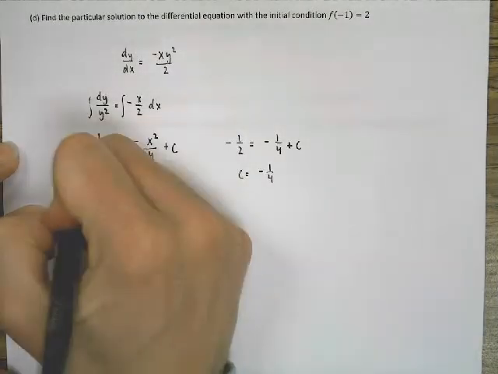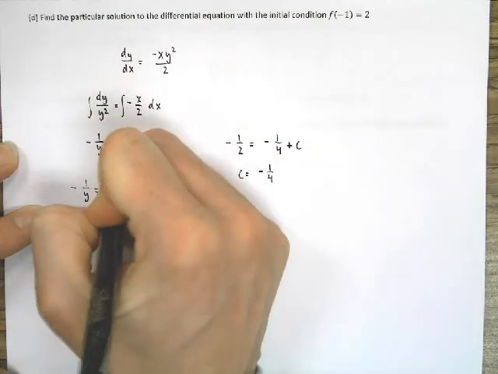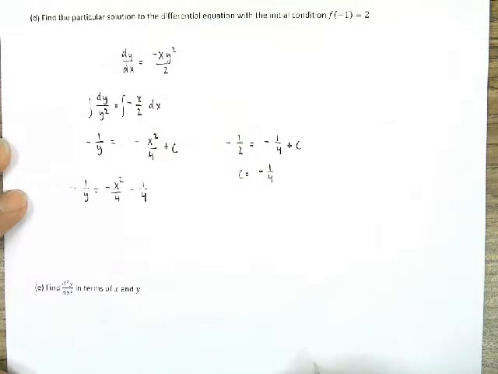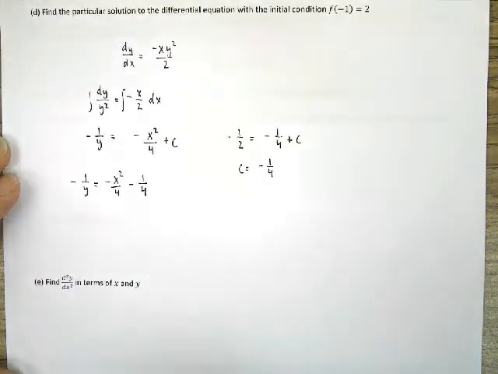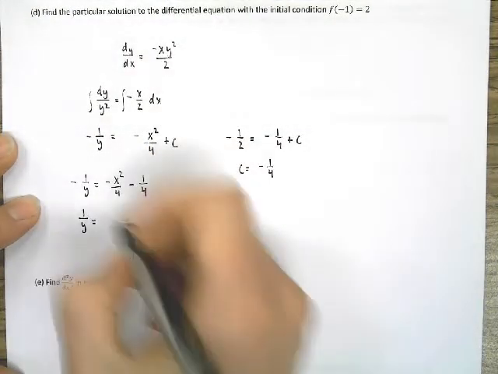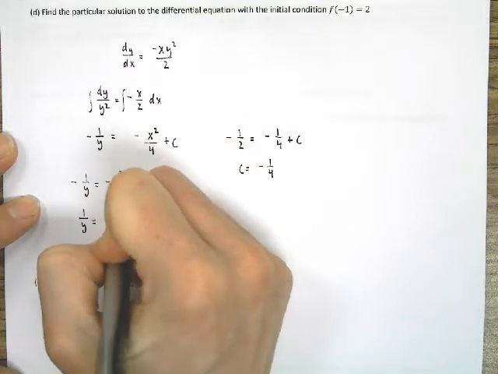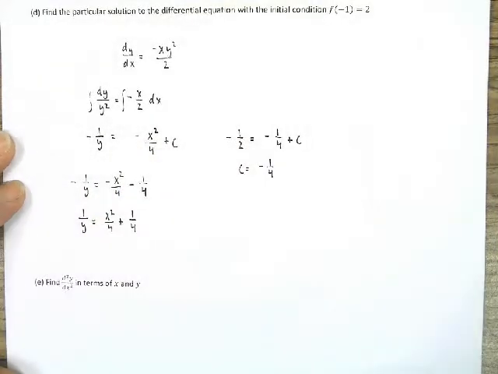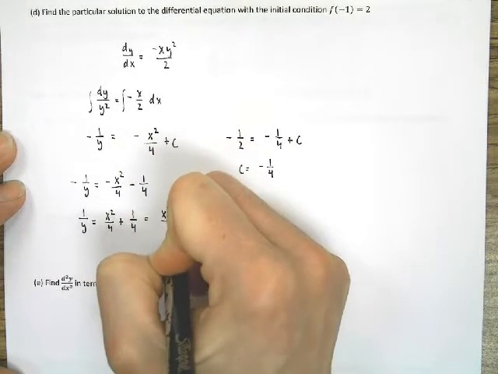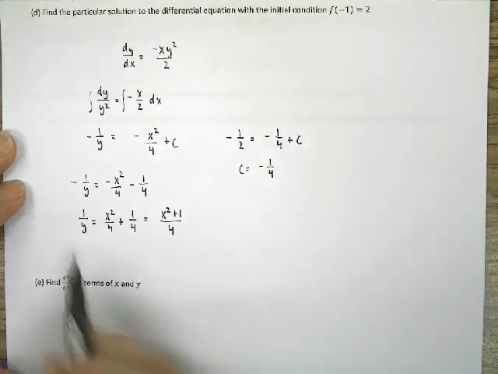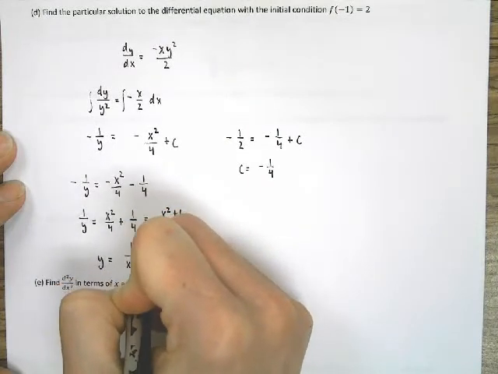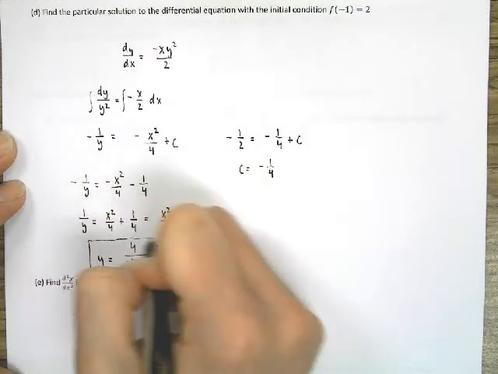All right, so now I'm going to plug in my c. I have the opposite of 1 over y equals negative x squared over 4 minus 1/4. Now my job is just to isolate y. First thing I'm going to do is multiply by negative 1. So I get 1 over y equals x squared over 4 plus 1/4. Since those have common denominators, I'm just going to write it as a single fraction. So x squared plus 1 over 4. Now to isolate y, I just need to take the reciprocals. So I get y equals 4 over x squared plus 1 for my particular solution.